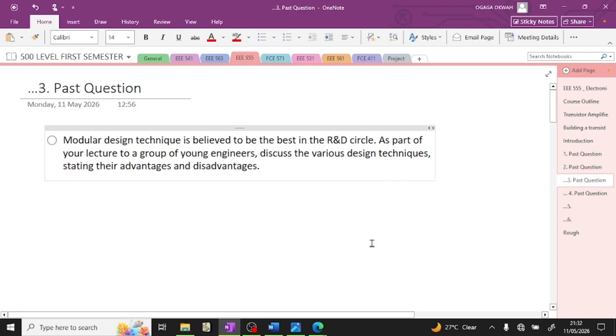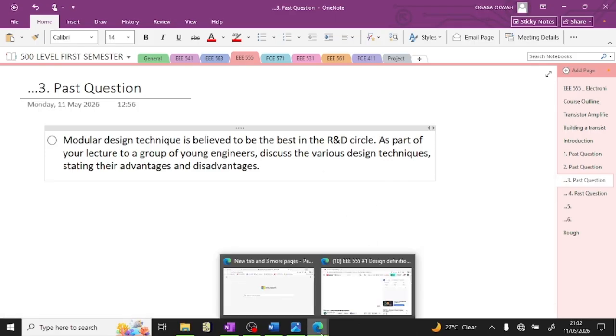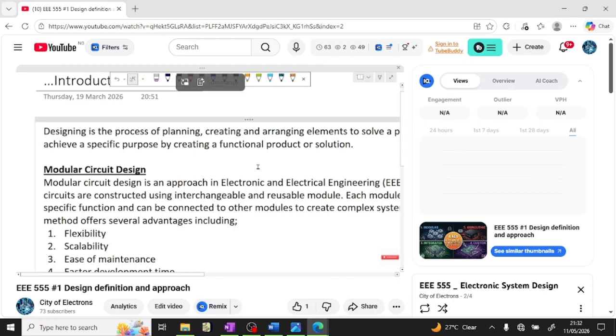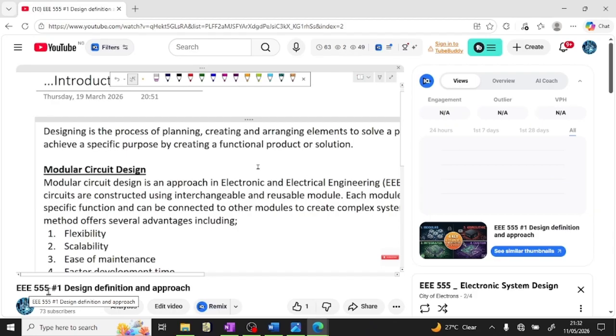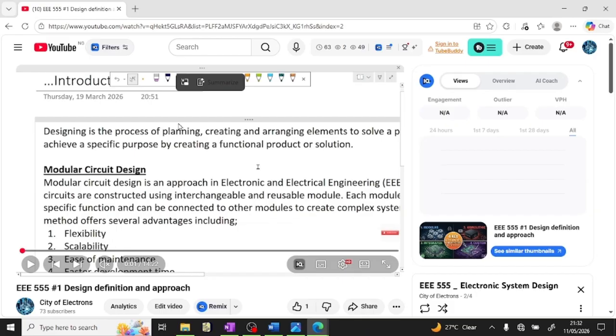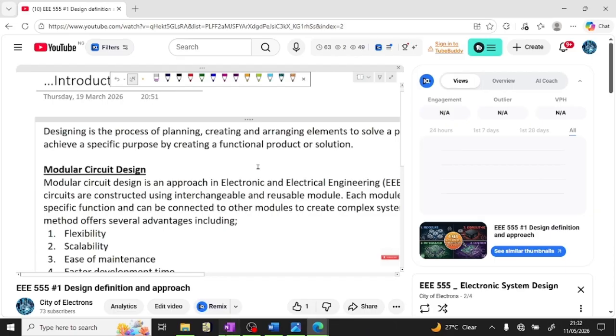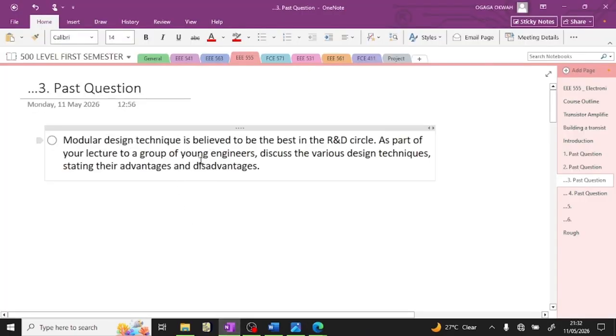that should be stating, okay, I have one T here, we have another T here, yes, stating their advantages and disadvantages, okay? Now, guys, we have made a video like this before, on this YouTube channel, City of Electrons, EEE 555 number 1, design definition and approaches. In this video we talked about the modular design, modular circuits, things like that. Although this video is not exactly directed to this question, you can see modular design there and other design techniques, so no need to remake the whole thing again. So we'll just leave this question here and go to the next question.